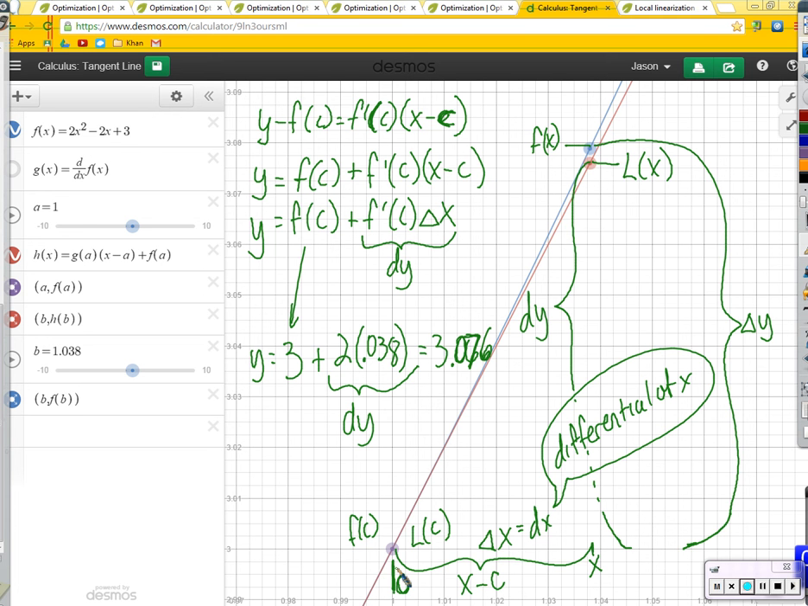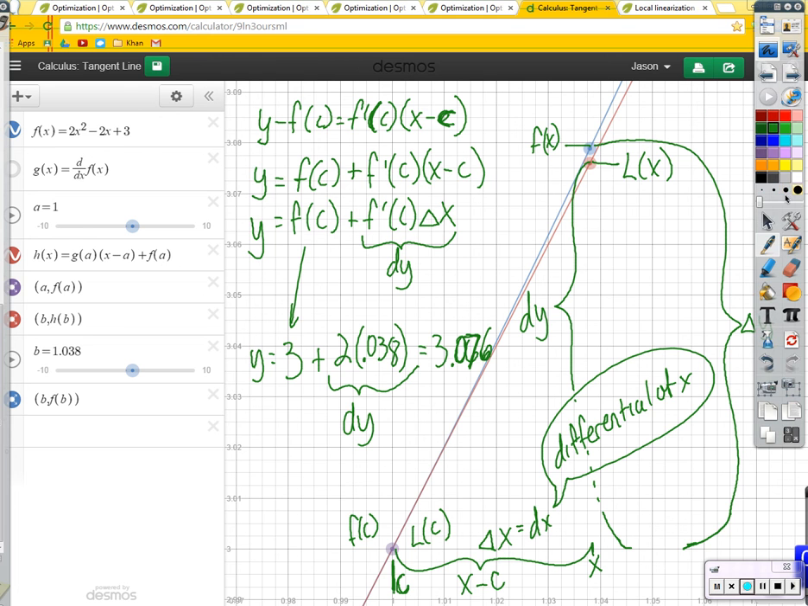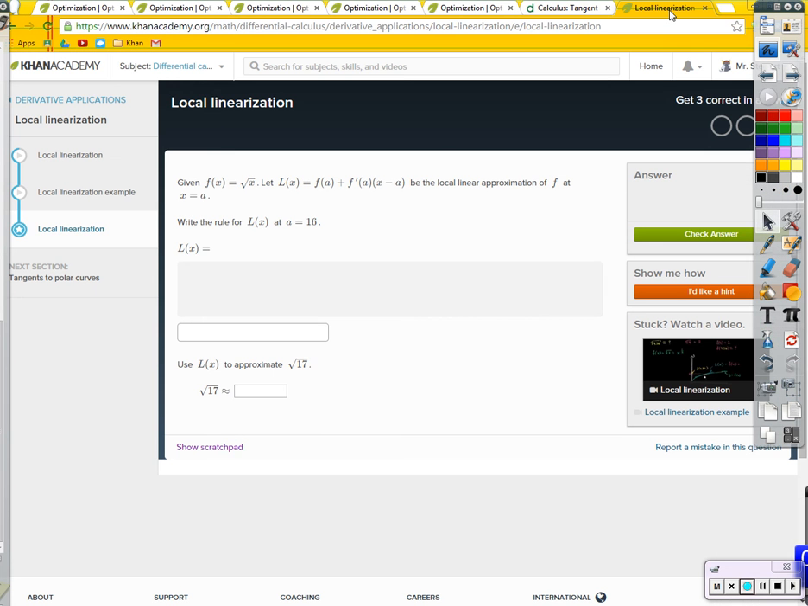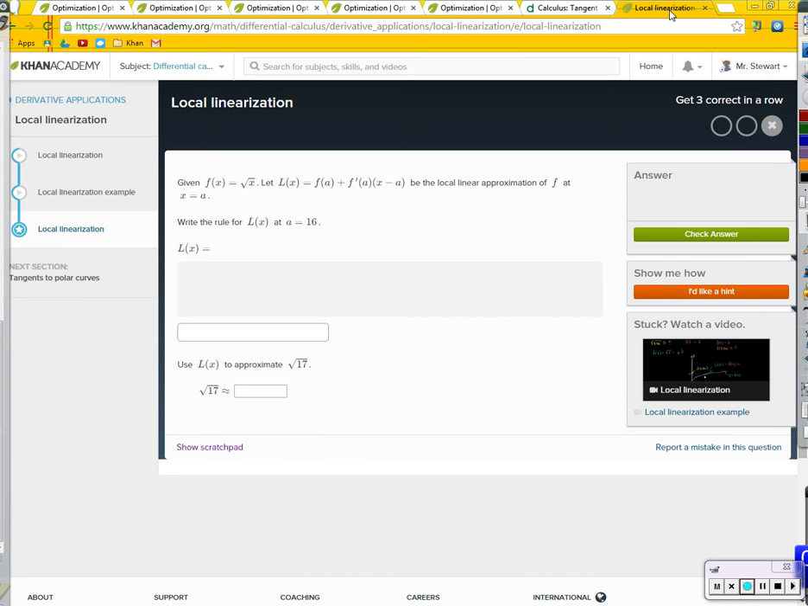So it's going to be our local linearization here, all kinds of things. You can see the first question that's set up is, here's your function. Given the equation of the tangent line, that's essentially what this is saying. The equation of the tangent line is that. Okay. Write a rule for L of x, just find the equation for the tangent line, 16. And then use it to approximate the square root of 17, where delta x would be 1. That would be 1 away from that.